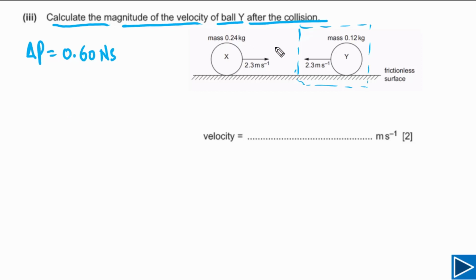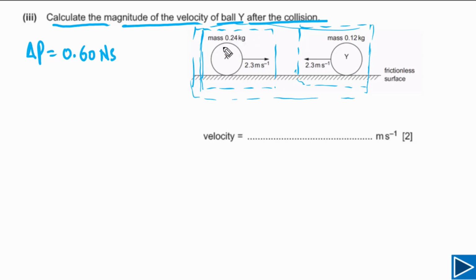Now, if you look at these two balls, ball Y and ball X, this is the momentum of these two balls before collision. This surface is frictionless and there is no net external force acting on this system. This is our system we have defined. So there is no change in momentum of the system, which means the total momentum of the system remains constant.